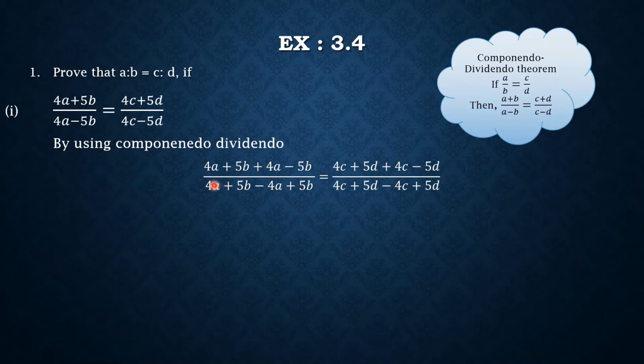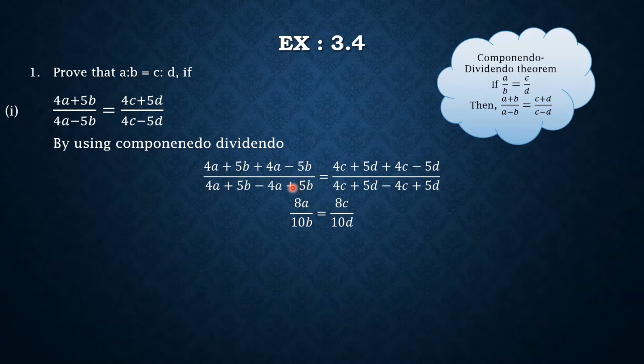So in the denominator we subtract these two expressions, that is 4A plus 5B minus 4A plus 5B. Similarly on the right side, the numerator is 4C plus 5D plus the denominator 4C minus 5D, and in the denominator, numerator minus denominator. The sign of 5D is negative in the denominator, and when we subtract this from the numerator, the sign of 5D will be changed to plus.